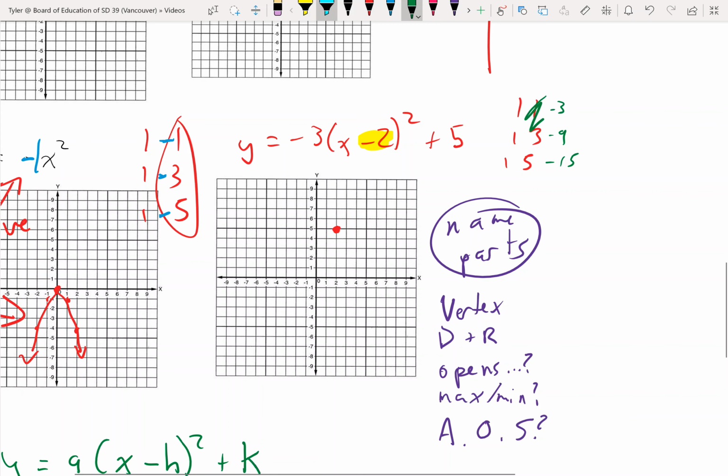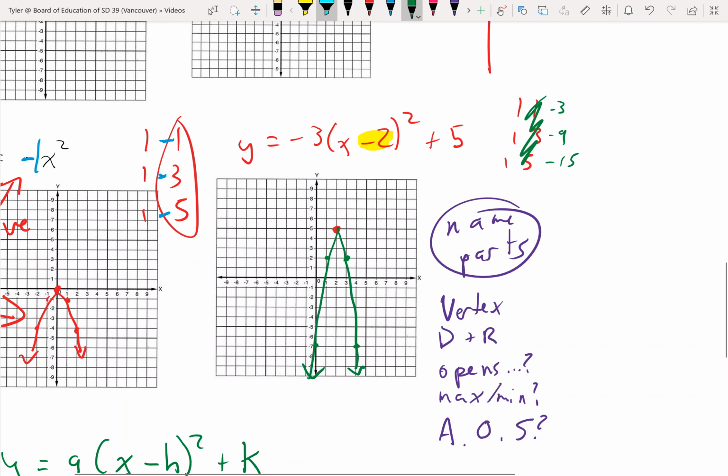Sorry about that. Okay. So from that point, I go over 1, down 3. Then I go over 1, down 9. I think that's 9. Okay, draw my mirror points. Cool, and I got my graph.